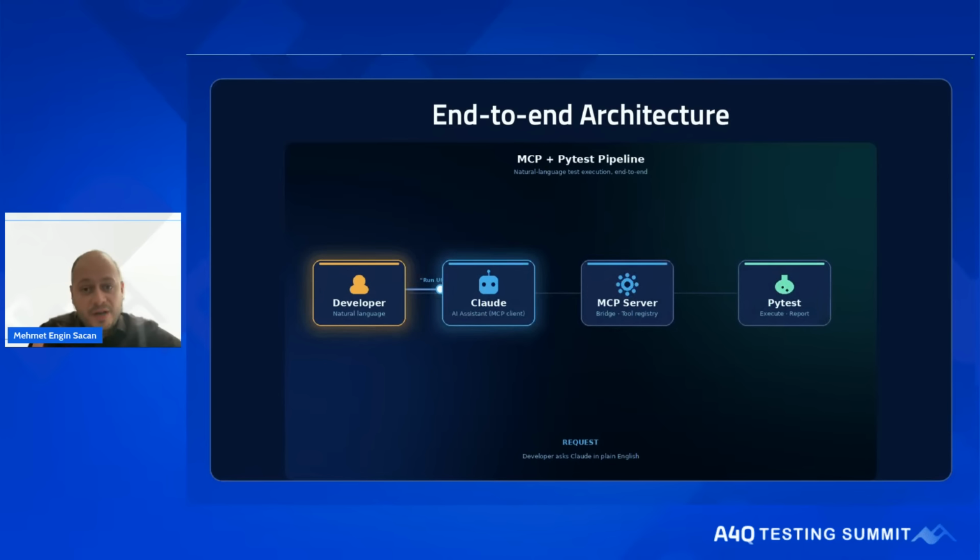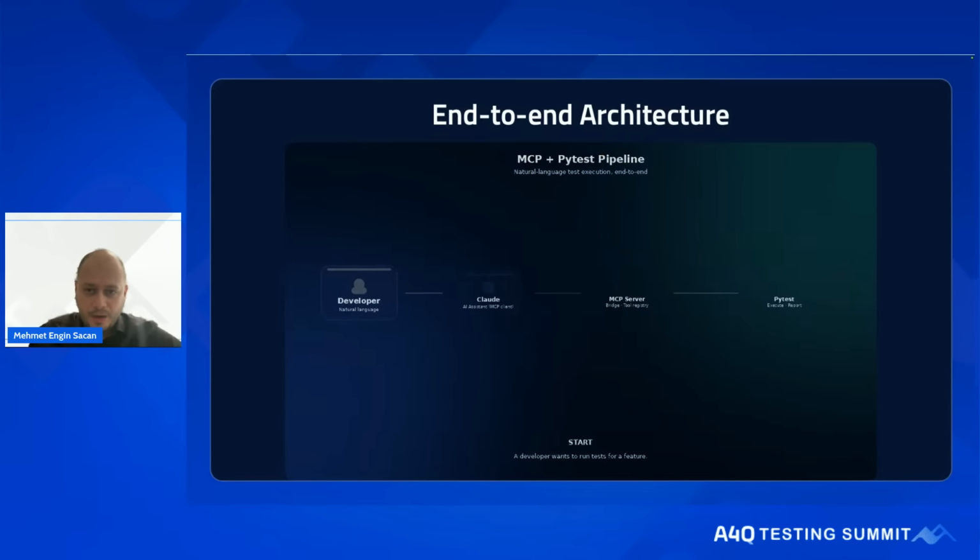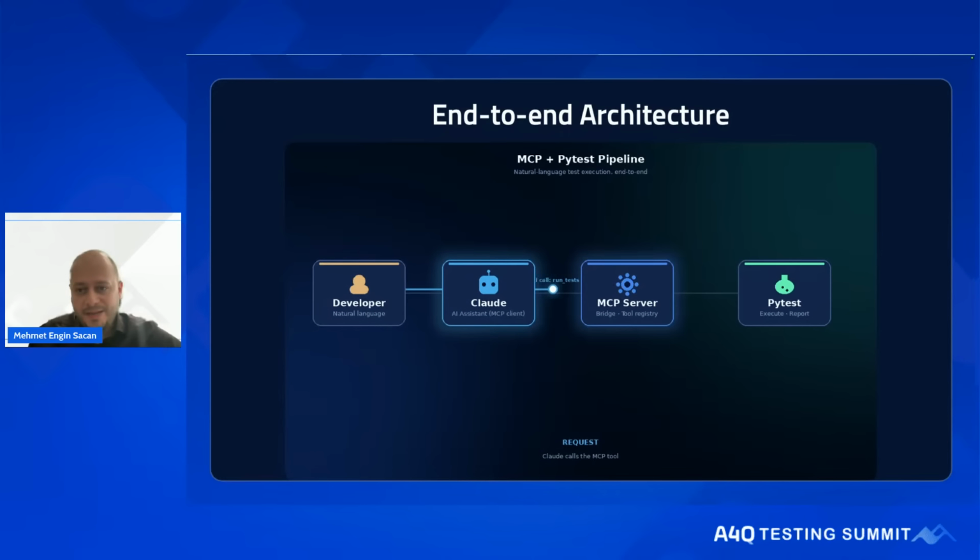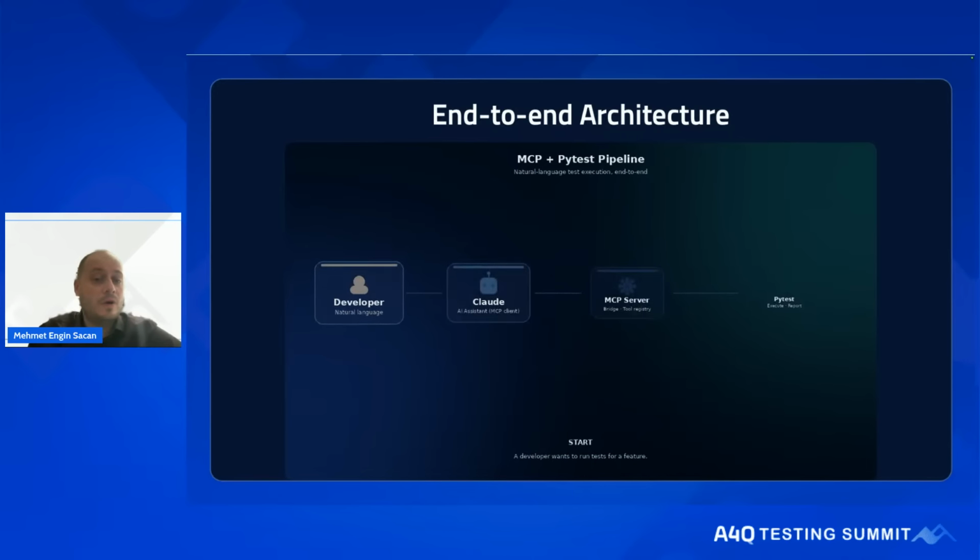There are 3 notable things during this flow. 1, there are 0 custom integrations. Anthropic's SDK does the protocol work. 2, latency is dominated by Pytest itself. MCP adds about 15 milliseconds. 3, it's stateful between turns, so "show me the failure" picks up where you left off.